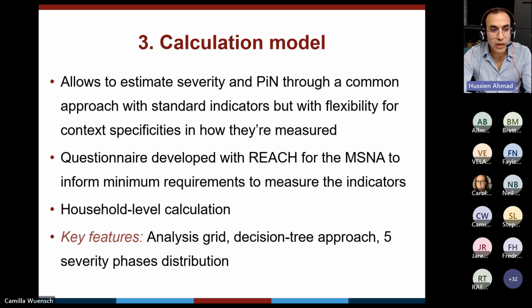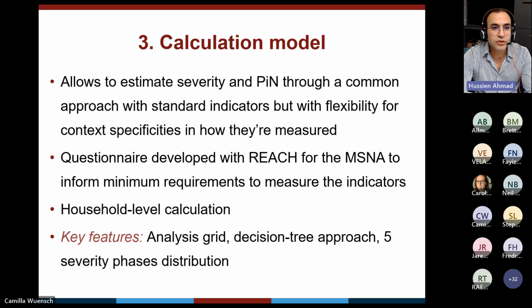Basically, the current tools are household level based. So it starts with household level data calculation on the severity, which generates the PIN, and from there we have the area level severity and the full analysis of the shelter situation.